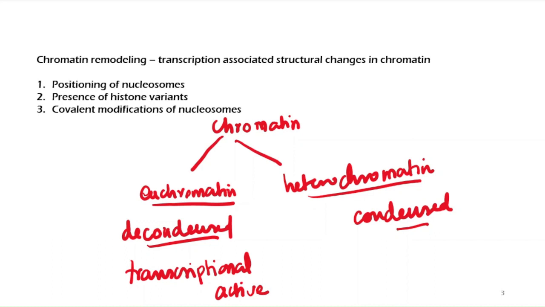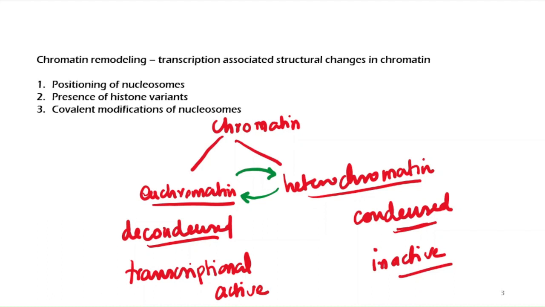Heterochromatin conformation is tightly packed. It is very condensed and does not expose the DNA to be acted upon by transcription factors, so it is transcriptionally inactive. So what is chromatin remodeling? The conversion between euchromatin and heterochromatin, and vice versa, is chromatin remodeling.